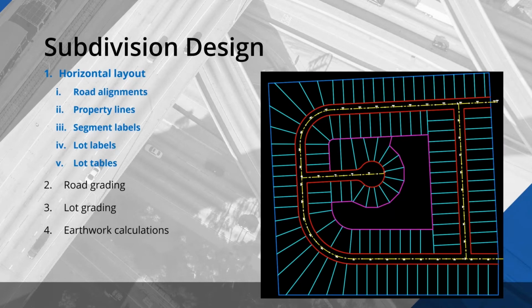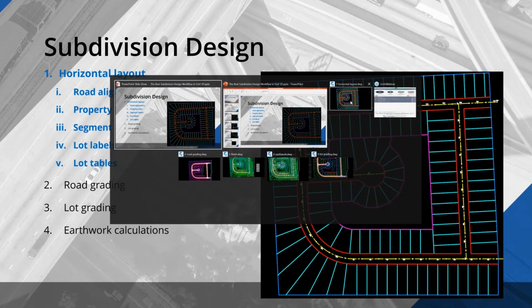So the first one is horizontal layout. What are the sub-steps within there? We're looking at road alignments, creation of those, laying out our property lines, and we've got a lot of labeling and tabling that we might do. I want to highlight some of that and where the CTC tools can fill in there.